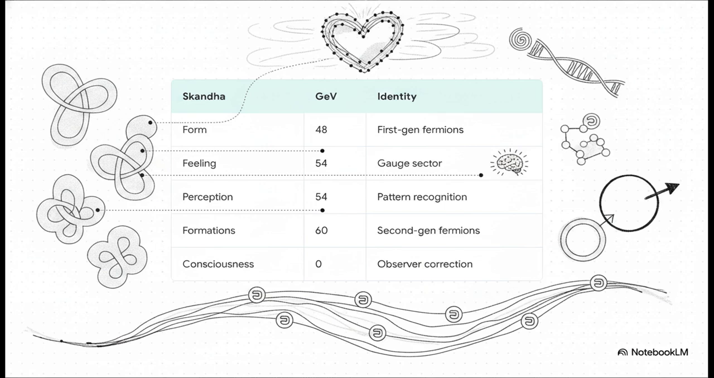Rupa, physical form, maps straight to first-generation fermions. Vedana, feeling or sensation, maps perfectly to the 54 GeV gauge sector. Sanya, perception, shares that same sector as pattern recognition. Sankhara, mental formations, aligns with second-generation fermions. And incredibly, Vijnana, consciousness itself, maps perfectly to the absolute zero kernel, acting as the one-dimensional observer correction operator. Every single aspect of the human experience is represented here.